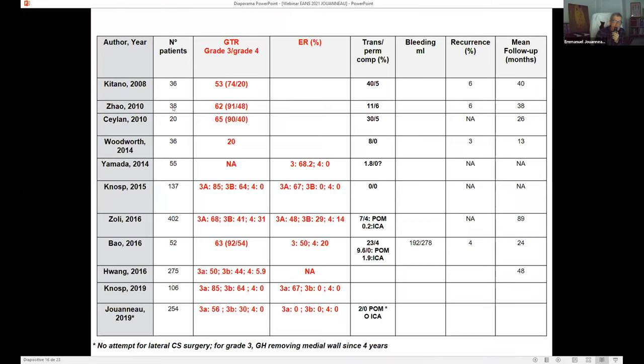So when you try to summarize the results, patients can benefit from more aggressive surgery with a medial approach. When you look at 3A non-functioning pituitary adenomas, around half or a little bit more of the patients have a gross total removal at the post-operative MRI or endocrine remission. But for grade 3B, the results are clearly disappointing. And there is no real patient cure with aggressive surgery in grade 4.